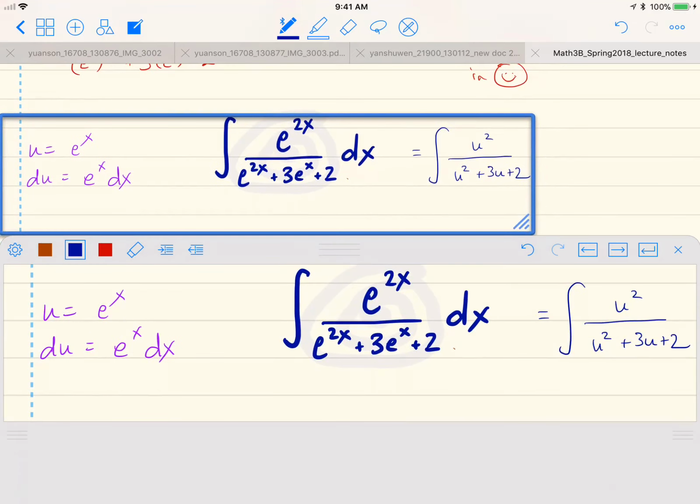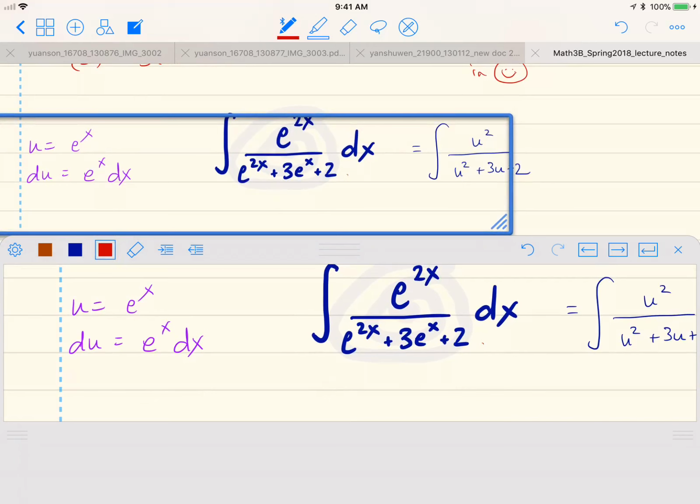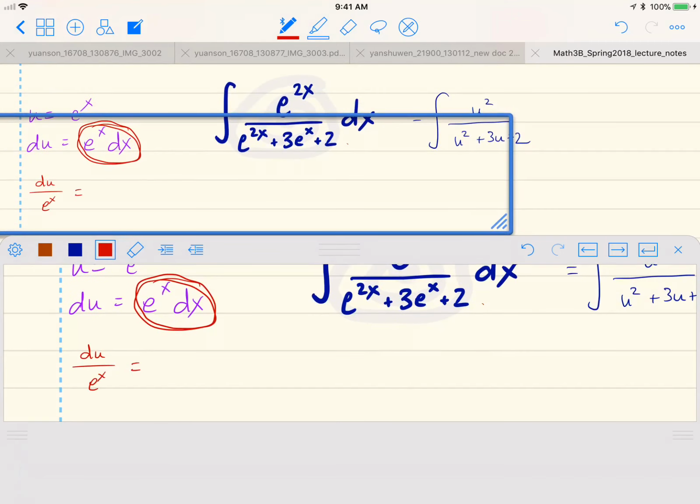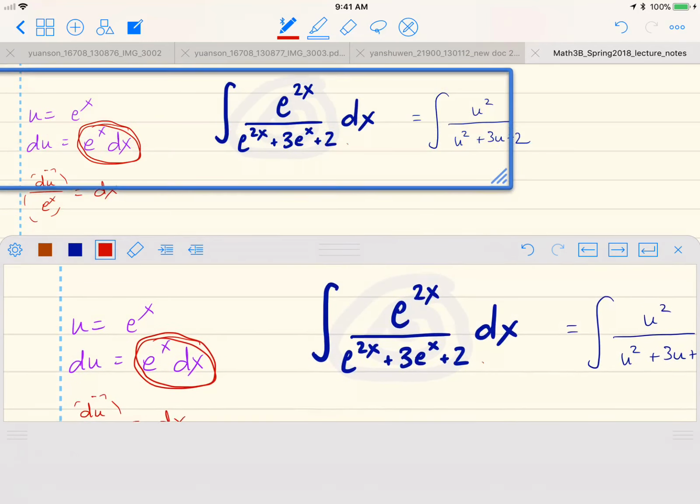But now what are we going to do about this dx? Look back here. How do we get dx to be in terms of u? e to the x dx is equal to du, so we could say that du over e to the x is equal to dx, right? But now, again, this is not good. We can't stick du over e to the x into our integral, because everything needs to be in terms of u, but we remember that u is actually e to the x.